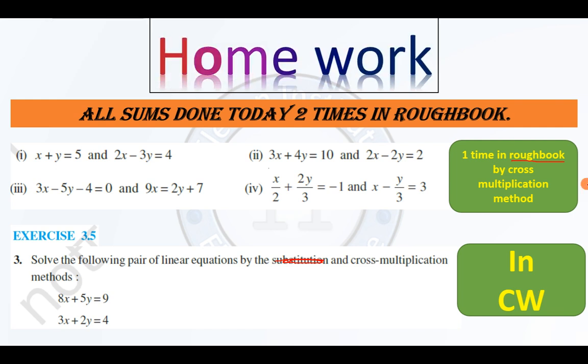So to be very clear, everything 2 times in rough book, these 4 sums again in rough book by cross multiplication method, and this one sum right by cross multiplication method in your CW.